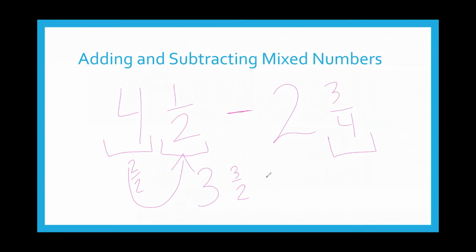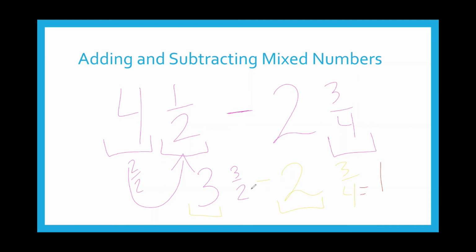So now that we've regrouped it, we can subtract. So we have 3 minus 2. Again, we do the whole numbers first. So that just equals 1. And then we have 3/2 minus 3/4. Remember, we want to make sure the denominators are the same, so they're equivalent. So the least common multiple is 4.